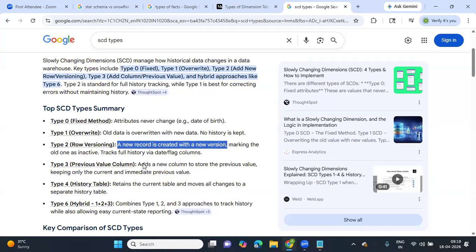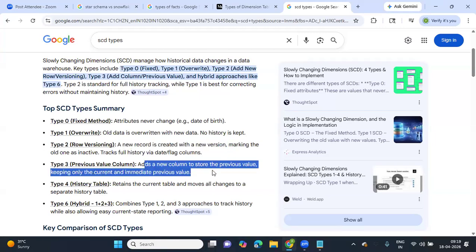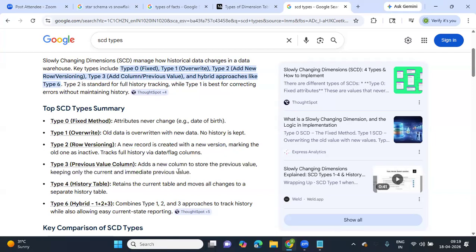And coming to type 3, it adds a new column to store previous values, keeping only the current and the immediate previous. I said limited history, only current and previous values. In type 4, it retains the current table and moves all the data to a separate historical table. History is maintained in a separate table and only active data is maintained in the current table.